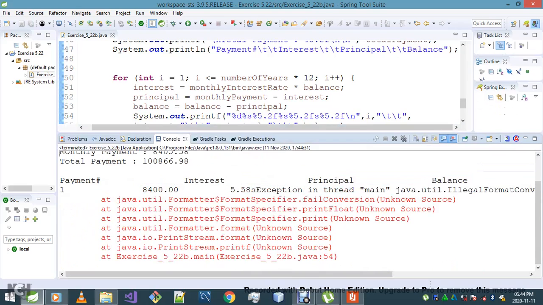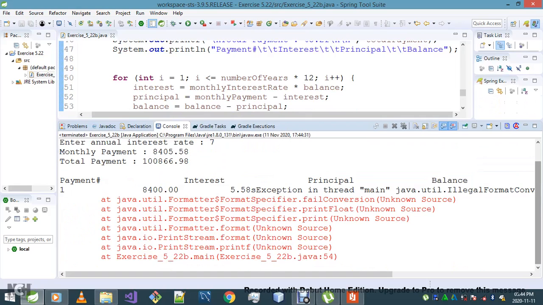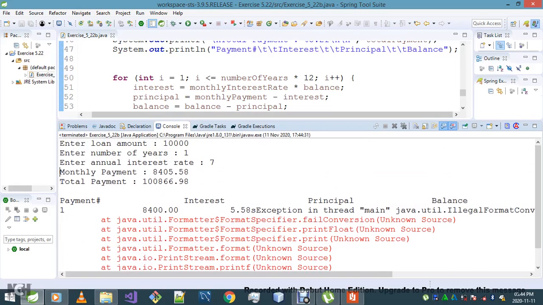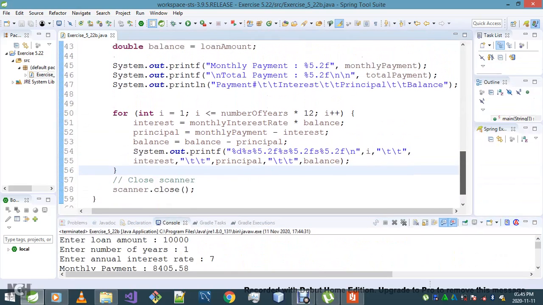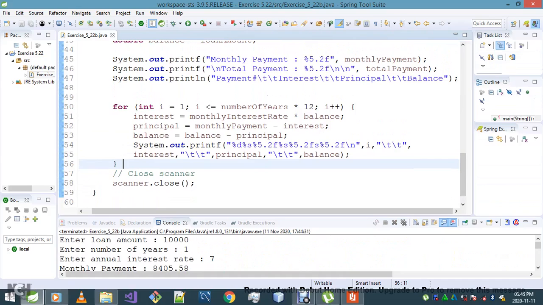Oops. Illegal format. Oops. I've had enough right now. Okay, so it's %d for I, %s for 2 backslashes, %5.0. I missed the percentage there.